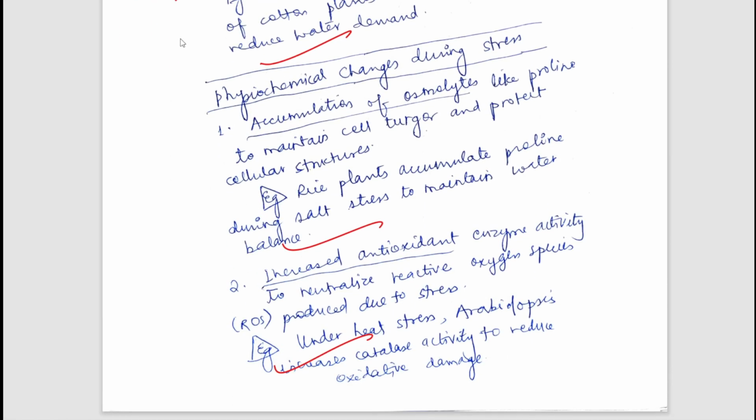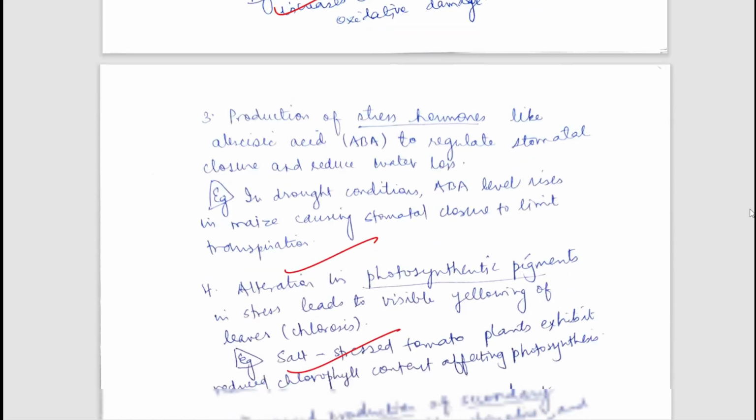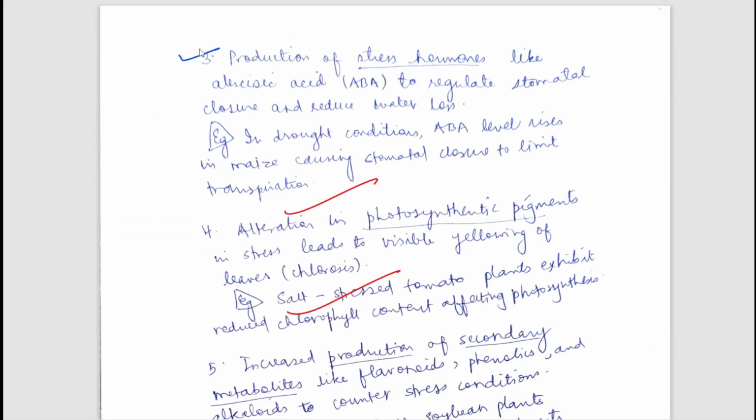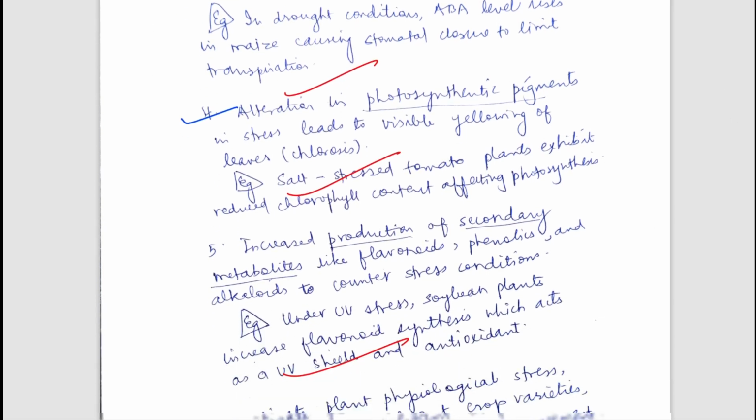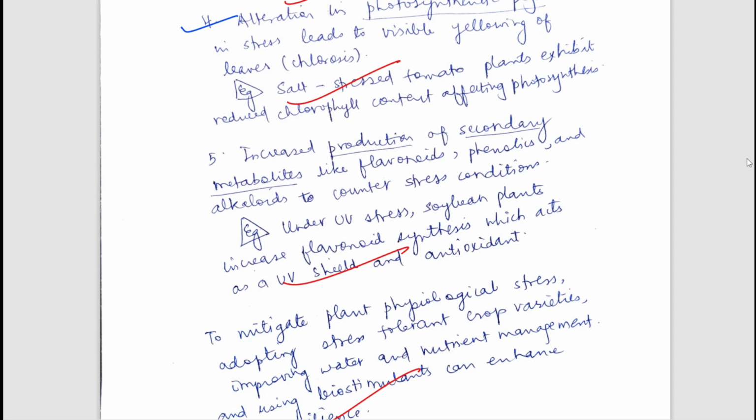Physiochemical changes have also been mentioned. These are the morphological changes. Now the physiological changes have been mentioned. These are accumulation of osmolytes, increased antioxidant enzymes can be seen, production of the stress hormone abscisic acid, alteration of photosynthetic pigments, increased production of secondary metabolites, which could be flavonoids, phenolics, alkaloids.